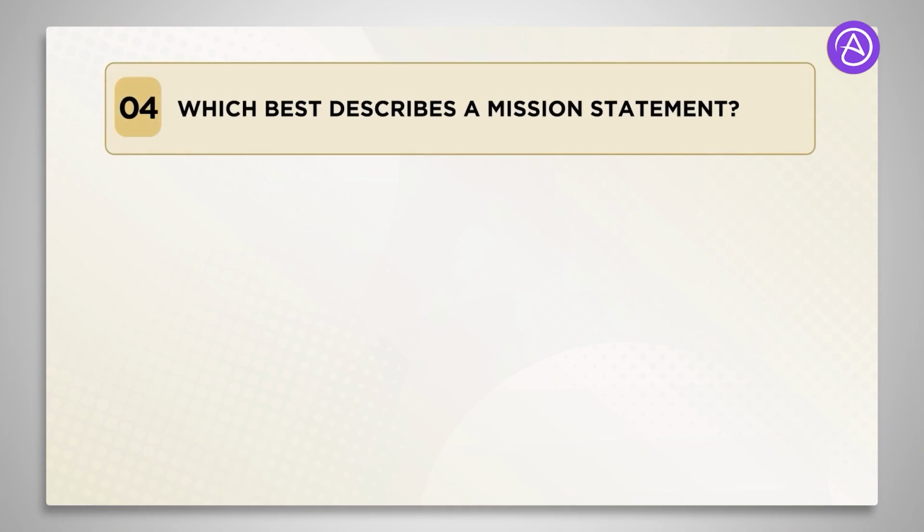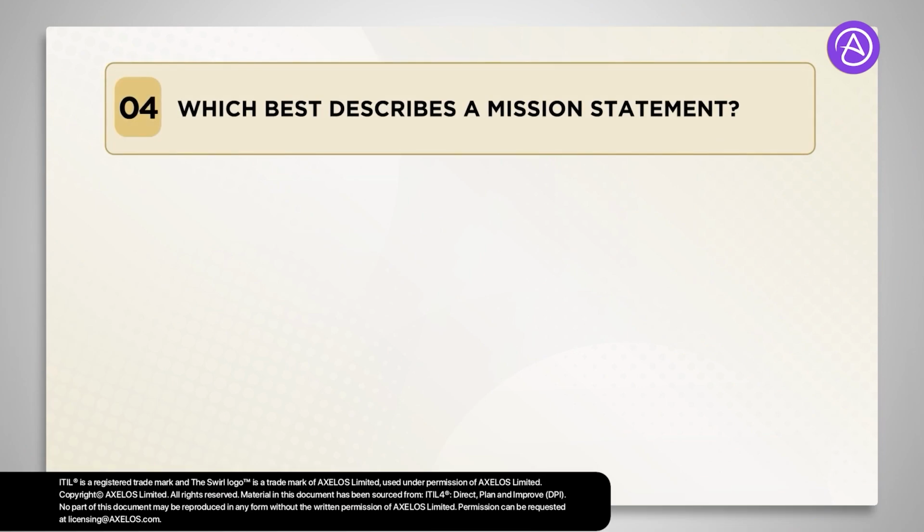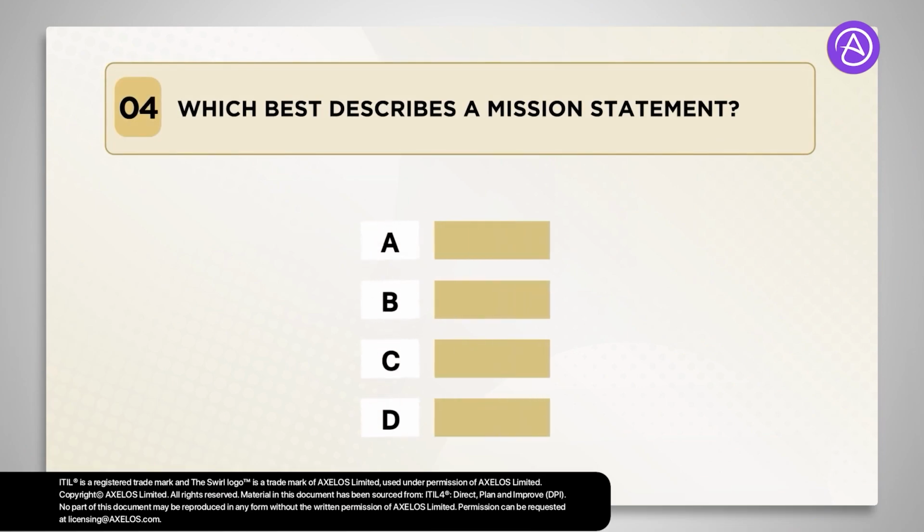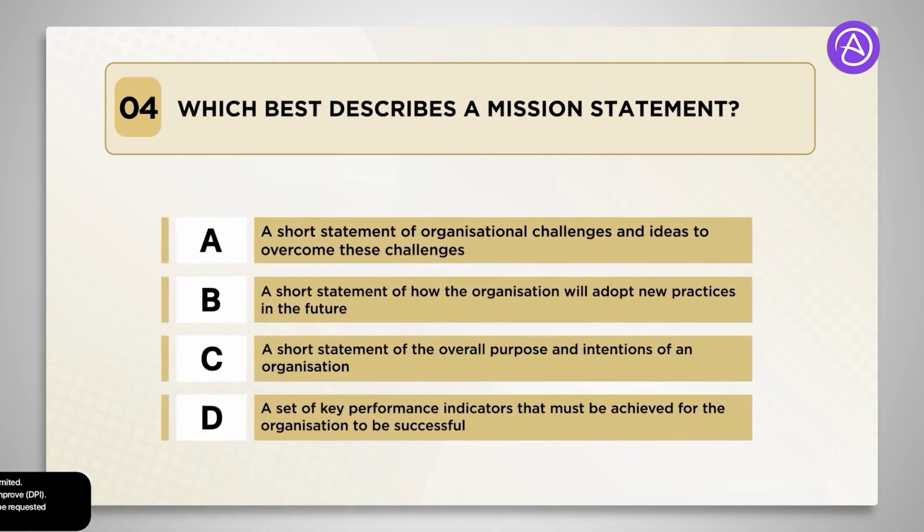Question: which best describes a mission statement? Is it A, a short statement of organisational challenges and ideas to overcome these challenges? Is it B, a short statement of how the organisation will adopt new practices in the future? Is it C, a short statement of the overall purpose and intentions of an organisation? Or is it D, a set of key performance indicators that must be achieved for the organisation to be successful?